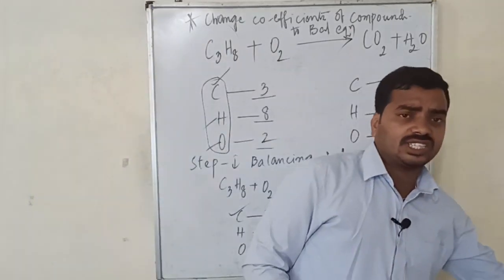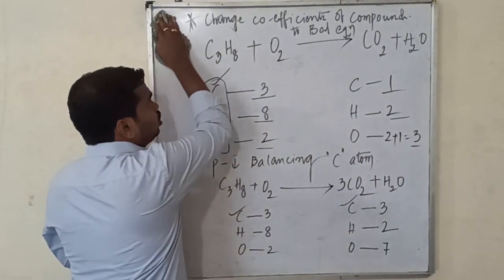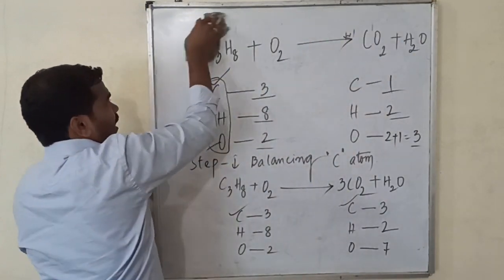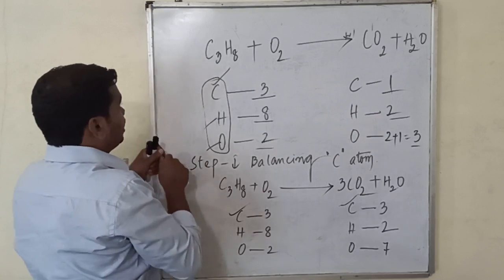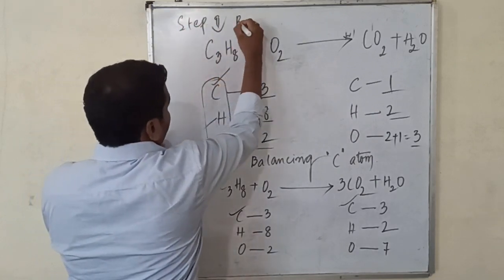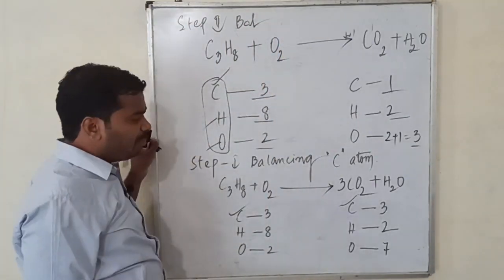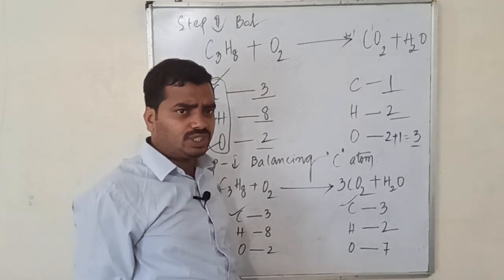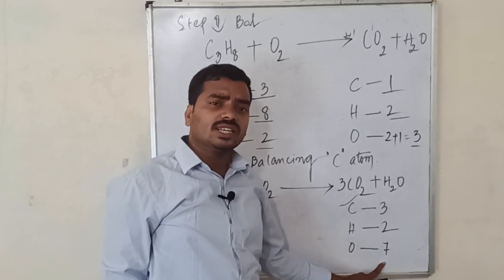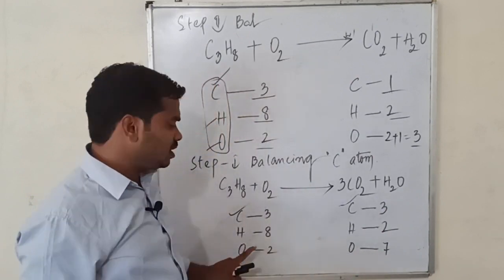So by writing the second step, I have written the first step and I am going to do the second step balancing over here. Step 2. Balancing. Remember, I always follow this simple technique. Here oxygen is 2, here oxygen is 7. Here it is even, here it is odd. So I am not going to balance this oxygen at first.